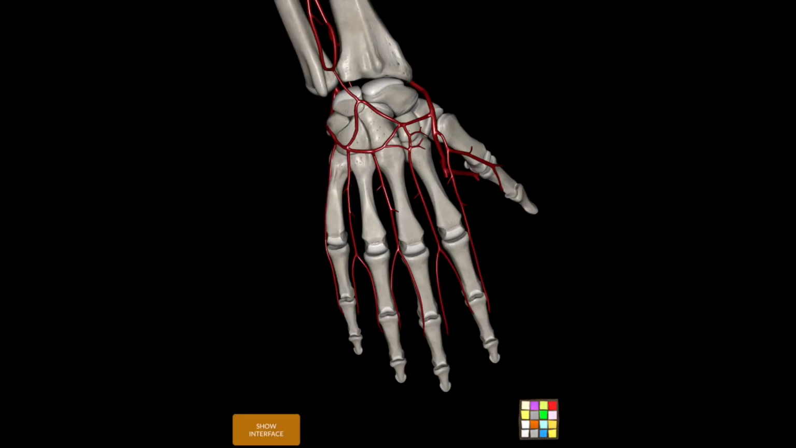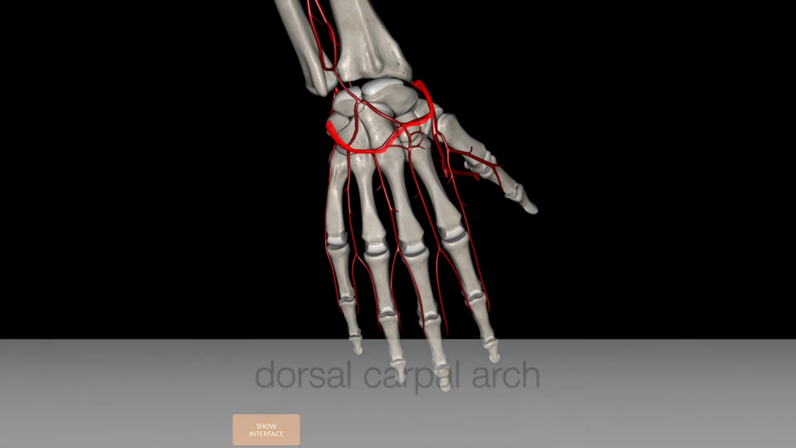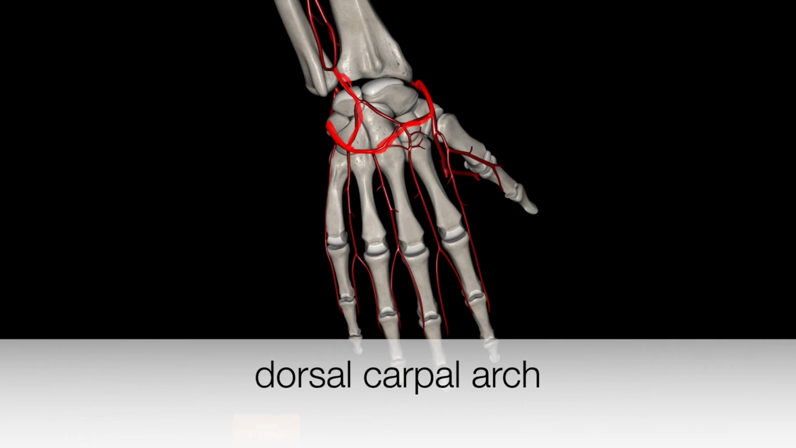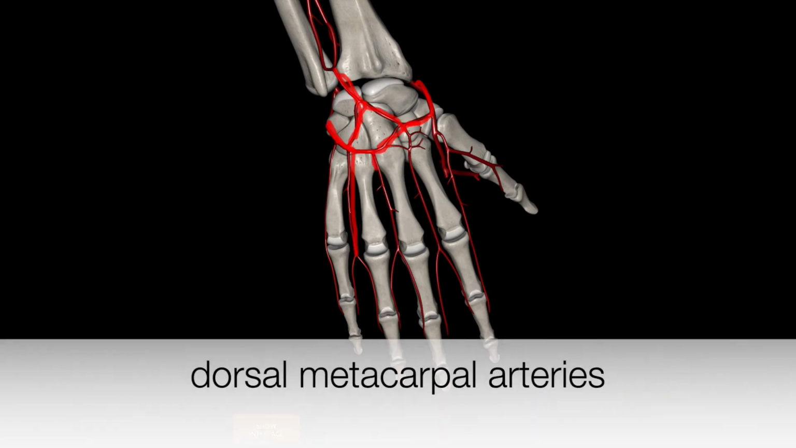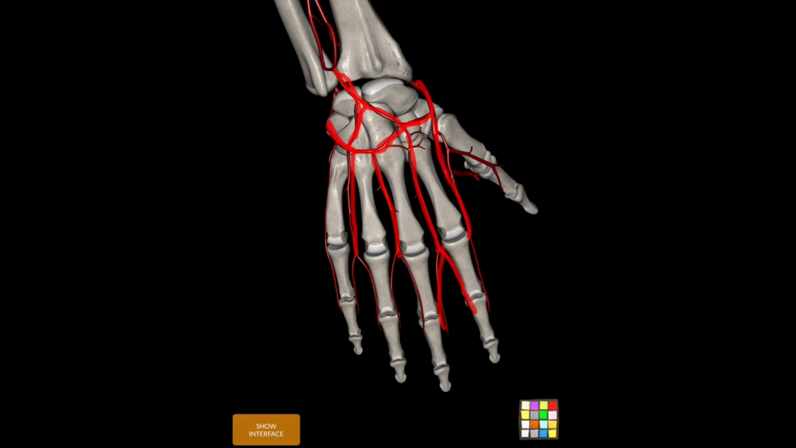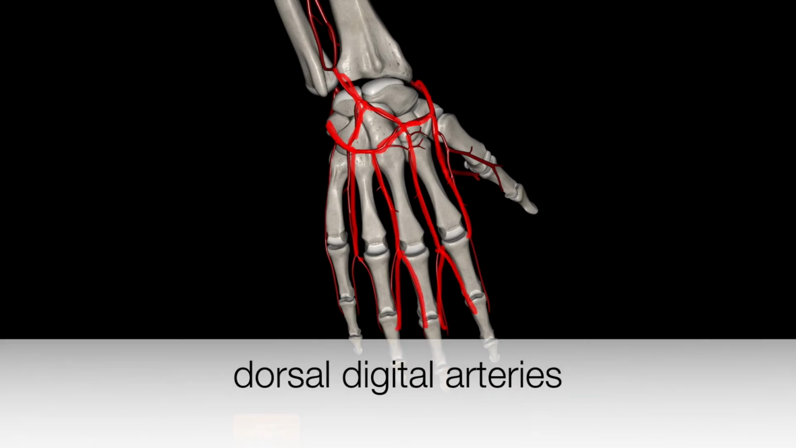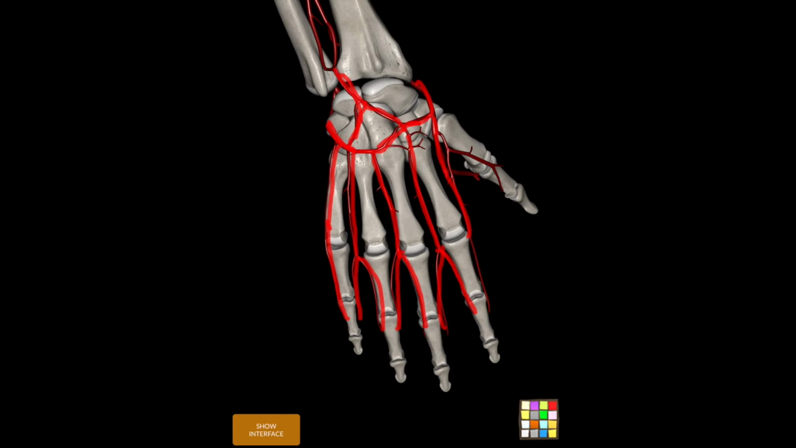There's a similar but less complex arrangement on the dorsal surface. The radial artery with its dorsal carpal branch anastomoses with the dorsal branch of the ulnar artery to form a dorsal carpal arch. Again, the interosseous artery helping out. The dorsal carpal arch gives rise to dorsal metacarpal arteries, which divide into dorsal digital arteries.